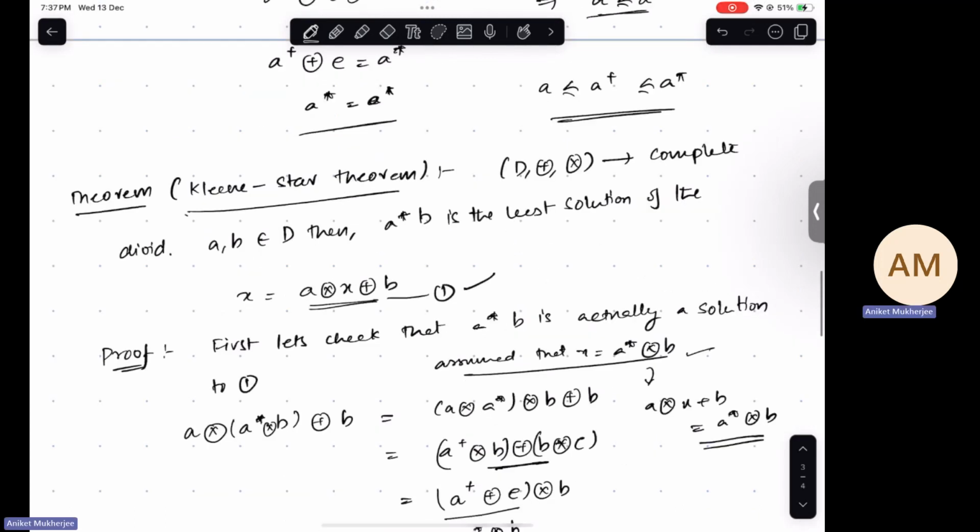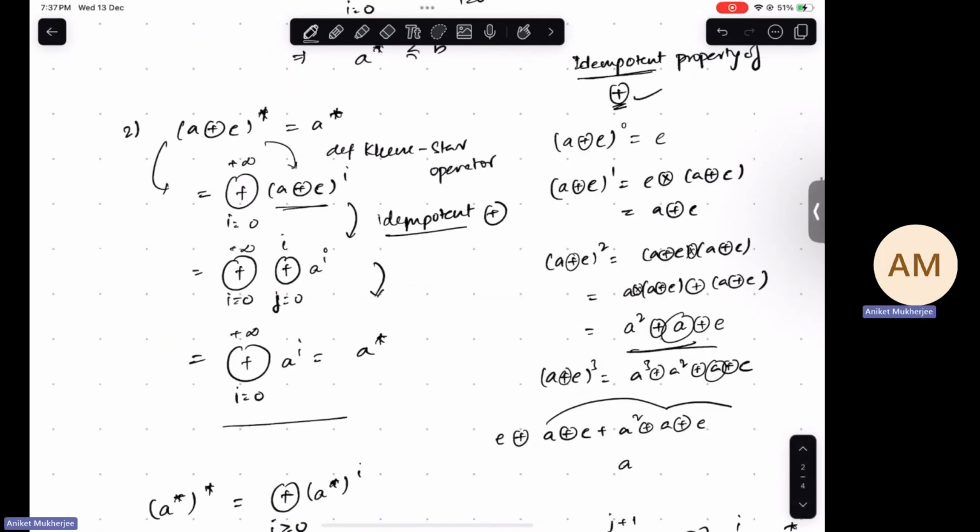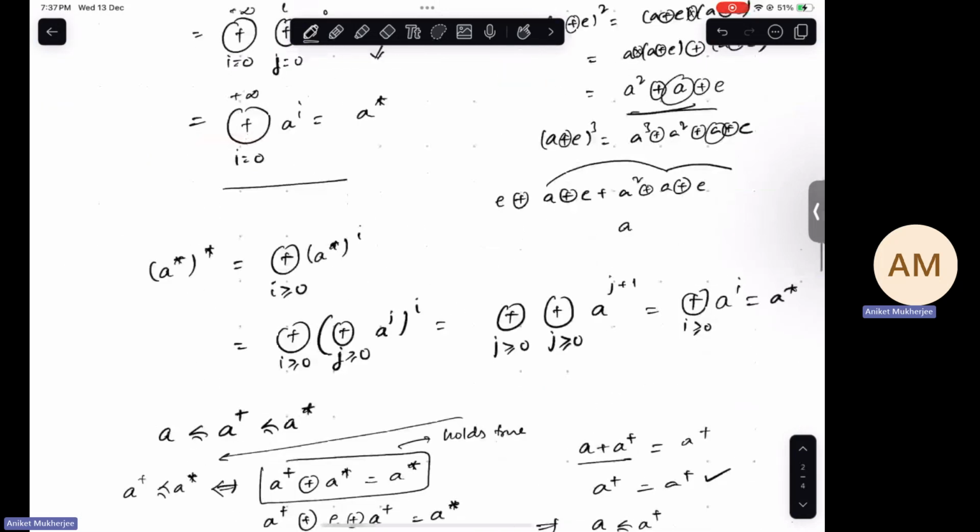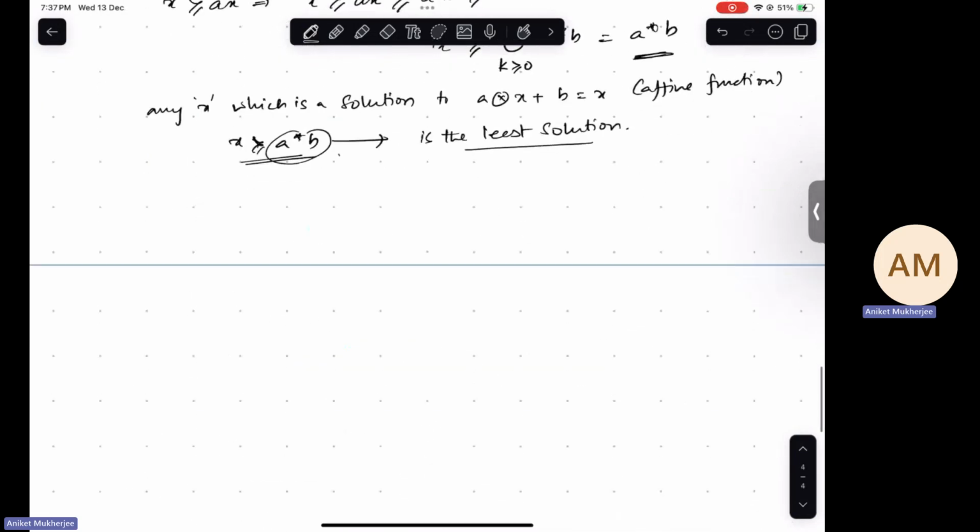So we have shown the Kleene star theorem. Okay, so next we'll go into something which we wanted to discuss. We came to discuss it, but we moved to the Kleene star operator. We wanted to discuss subadditive closure.